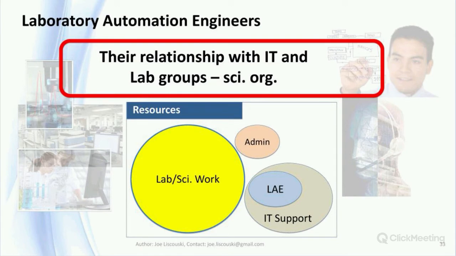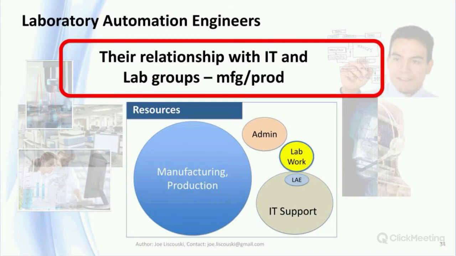In this structure, the laboratory and scientific work should be the dominant force in the organization, and it isn't likely that the lab automation engineer's efforts would be diverted, perhaps shifted to other projects because of deadline pressures. Other organizational structures may not behave in the same way. You gotta love corporate politics.